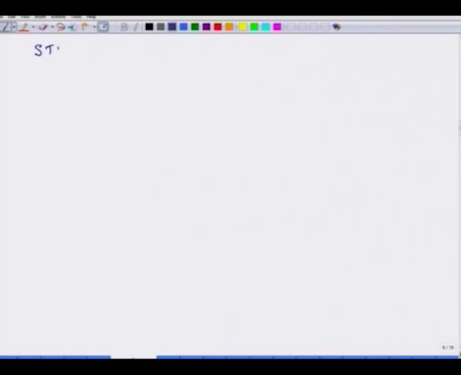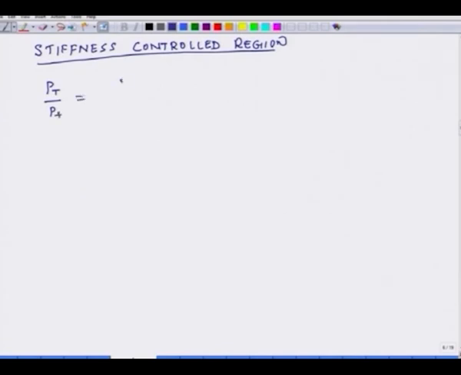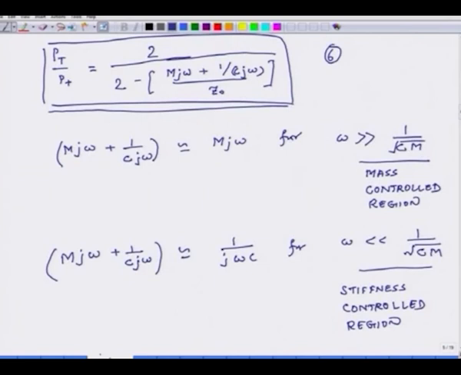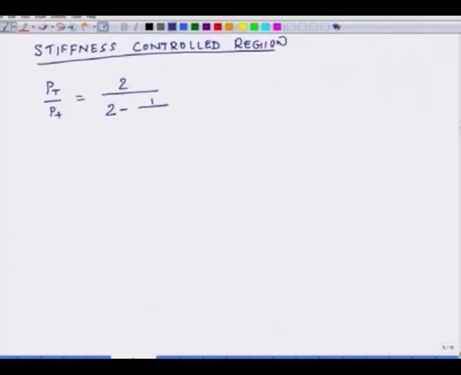So, we will look at stiffness controlled. Again I will write down the relation P t over P plus equals 2 over 2 minus, and we know that in the stiffness control region I can omit m j omega and I have to just include 1 over j omega c. So, what I get is 1 over 2 z naught c j omega. So, I can simplify this. There is j in the denominator of this term. So, I can simplify this by moving j upwards, but also eliminating the negative sign.